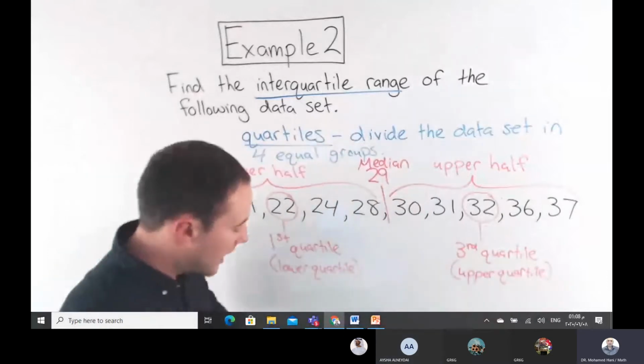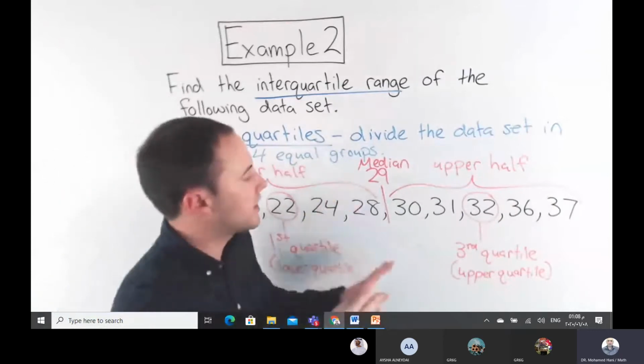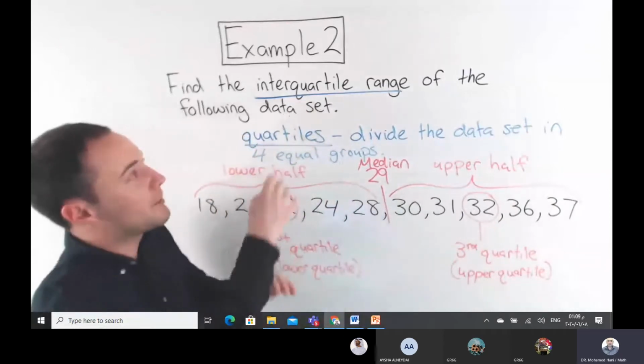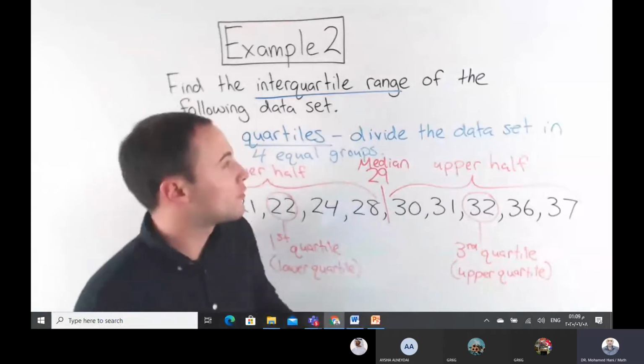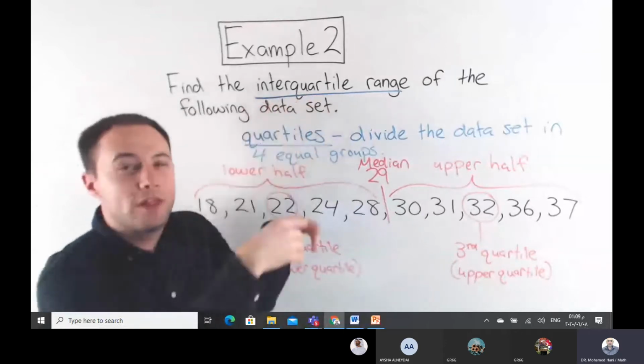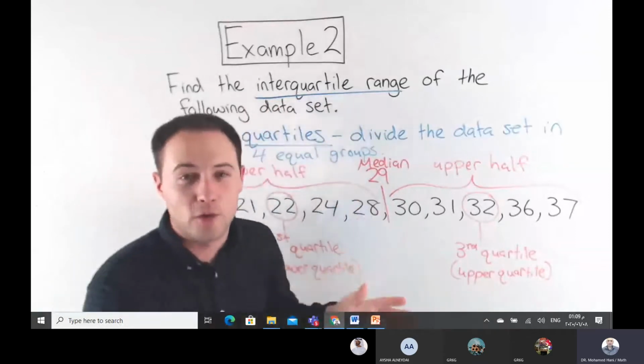Okay, so now we have our quartiles. 22, 29 is our median, and then 32. Now let's talk about how to find the interquartile range. Well, interquartile just means within the quartiles, the range within those quartiles.